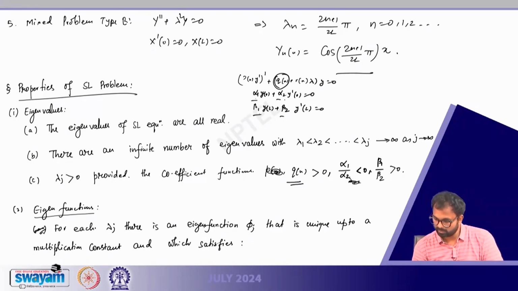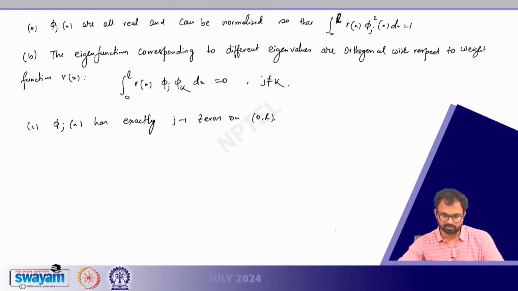So, if this happens, then we can say that the lambda j's are positive, and for the eigenfunctions, for each lambda j there is an eigenfunction phi j that is unique up to a multiplicative constant. That means either you have phi j or you have c times phi j, right. So, it is unique only up to multiplication by a constant, but you still have the same phi j, and which satisfies the following conditions.